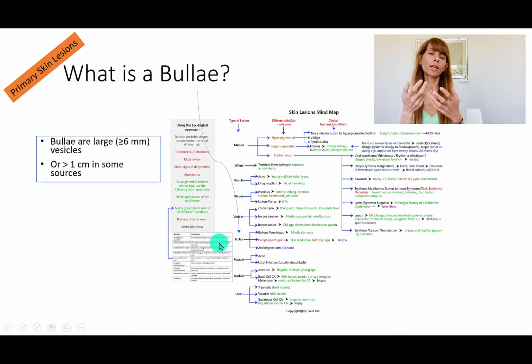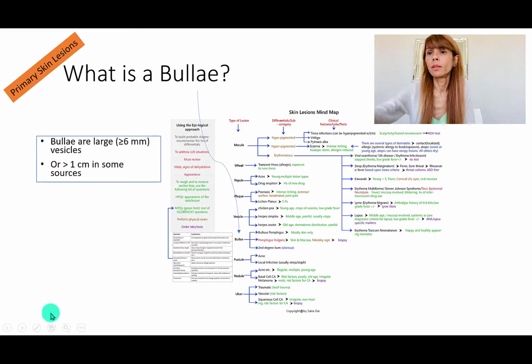So what is the differential diagnosis for bulla? Well, the biggest thing to remember would be pemphigus, which can be pemphigus vulgaris or bullous pemphigoid. And then of course there are additional things like burns, which can cause bulla as well, and then there is necrotizing cellulitis, fasciitis, or myositis, which is not included in the mind map, but we discussed it earlier in the talk.